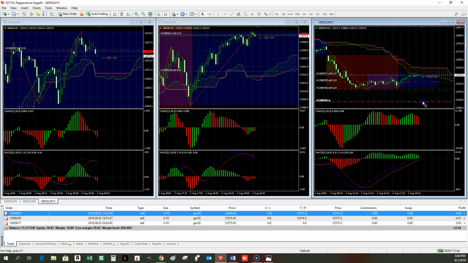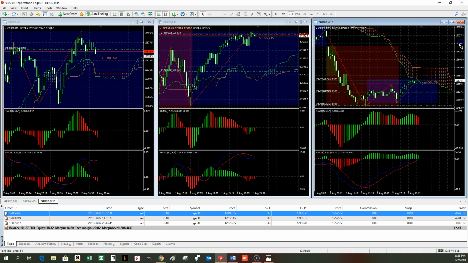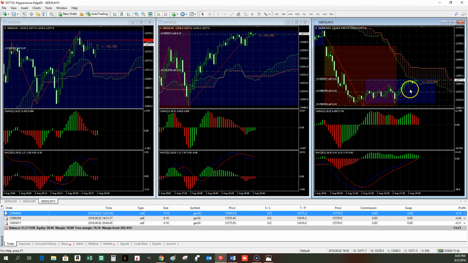12,415, as it was pointed out by Trading Central. Remember I showed you the Trading Central picture. Okay, so let's wait. This is what we call the average down strategy.